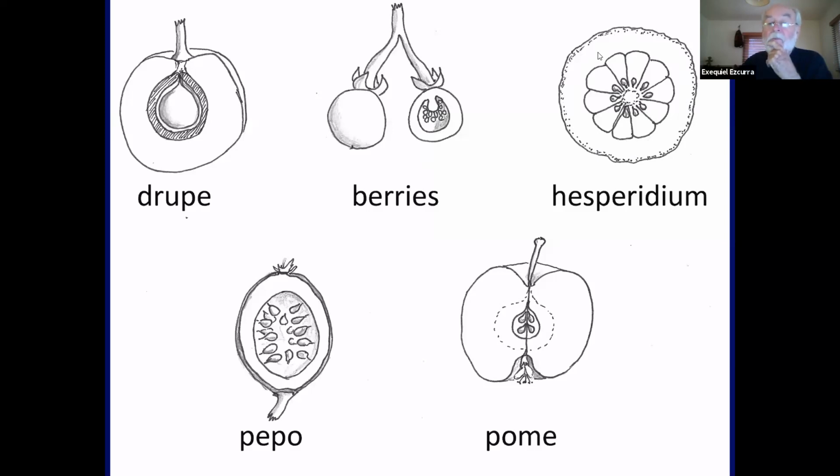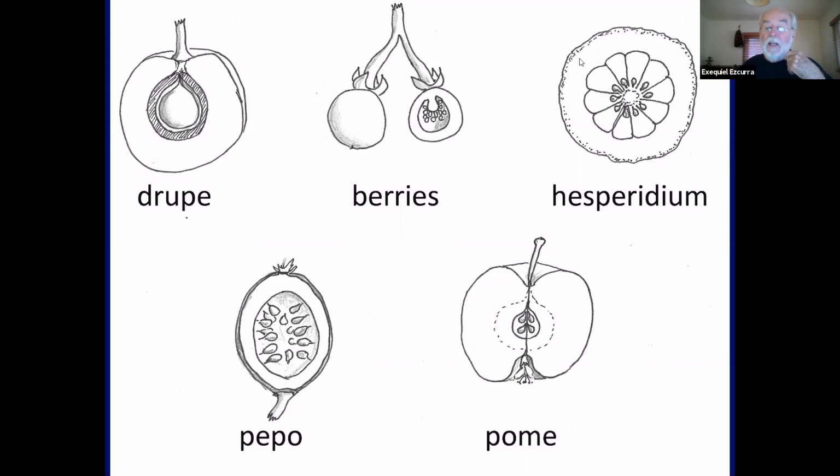The Hesperidium has an external exocarp that has oil glands, and you might have seen the oil glands in oranges or tangerines. When you press them, they release an oily substance that smells citric. Then it has a mesocarp that is white and normally not very enticing to eat. And then it has an endocarp that instead of being bony like in the drupe, is membranaceous and forms all the segments that you can detach.